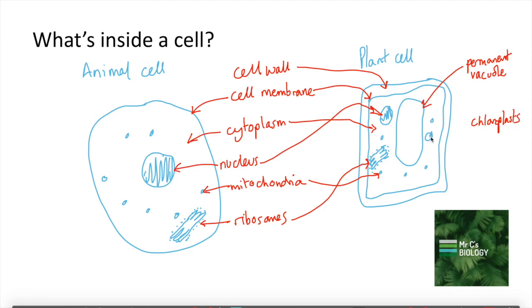Now, chloroplasts, I'm going to draw them. They look a little bit like mitochondria, but I'm going to draw them a bit more spherical, and they're only in plant cells, and they take in light, they trap the light, and they turn it into sugar. Now, those are the main structures that are inside a cell.